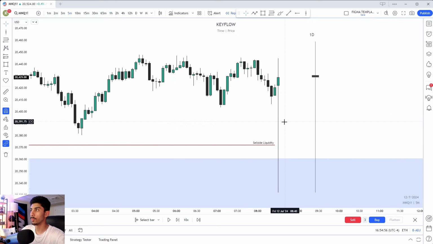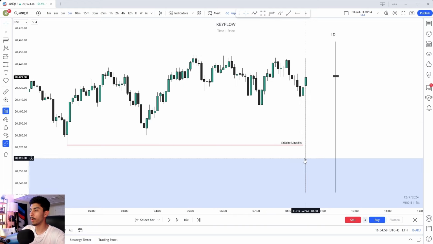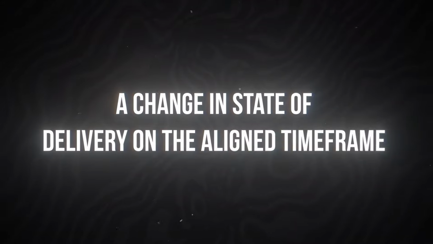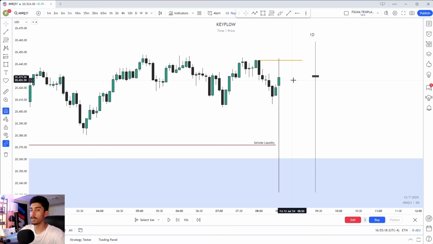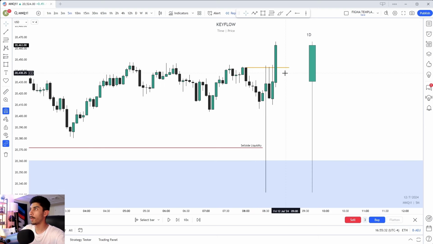So now that we've established we have SMT at these lows and we also have a higher time frame PD array that was purged, we now want to see a change in state of delivery on the aligned time frame, which in this case will be the 5-minute. A change in state of delivery is going to take place once we close above the first candle in this set of down close candles. You can see that happen right there. So now we have confirmed a change in state of delivery.